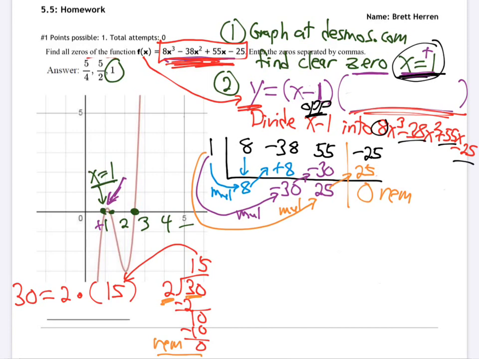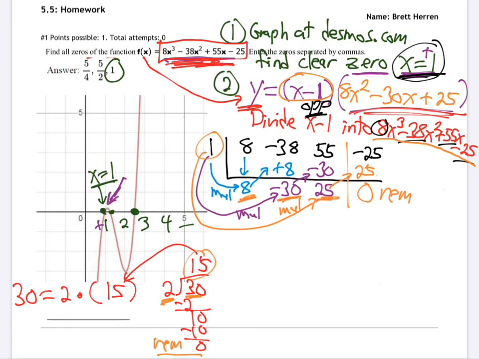So that means that x minus 1, the opposite in parentheses, divides evenly into 8x cubed minus 38x squared plus 55x minus 25, our function. And what does it leave left over? These guys. This is 8x squared minus 30x plus 25. Does that make sense there? That tells us what multiplies.